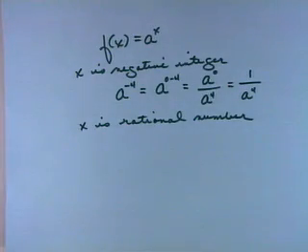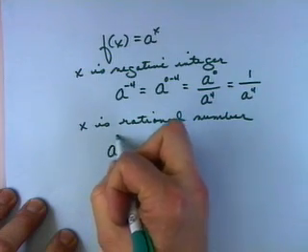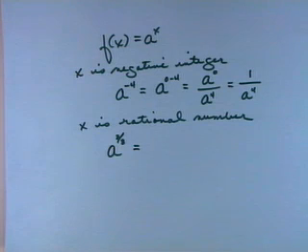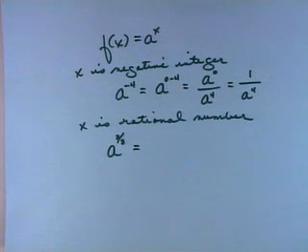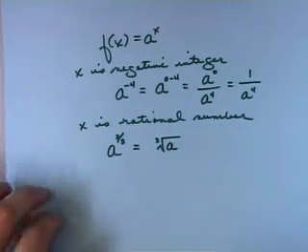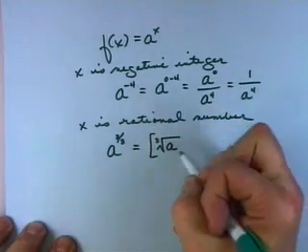So now let's say that x is a rational number. So a to the 2/3. You know how to handle that, don't you? There's really two equivalent ways, distinct but equivalent to one another. What's the 3 tell us to do? Cube root. And then what's the 2 tell us to do? Square. So there's one way of looking at it.